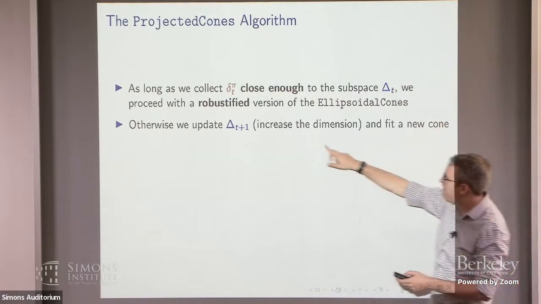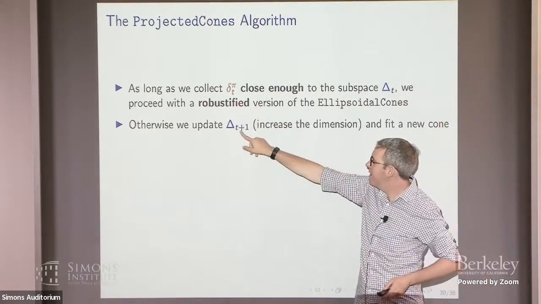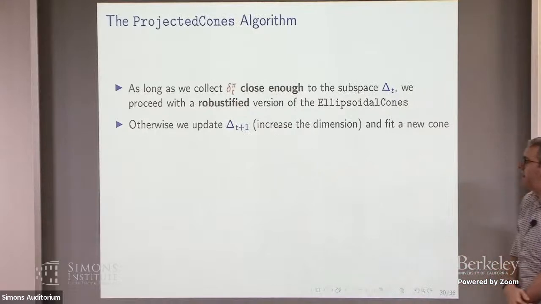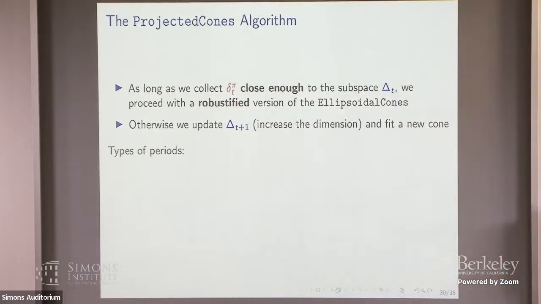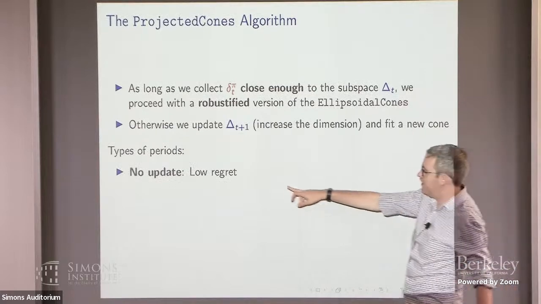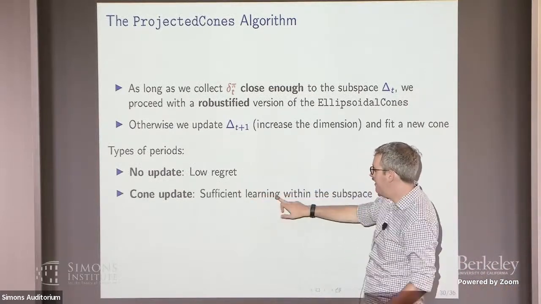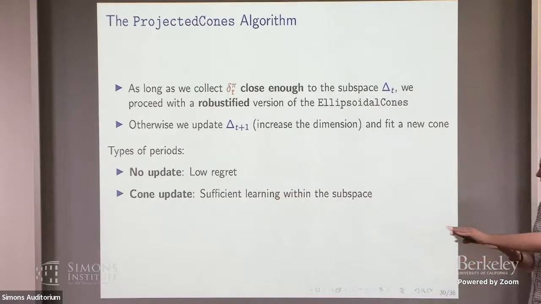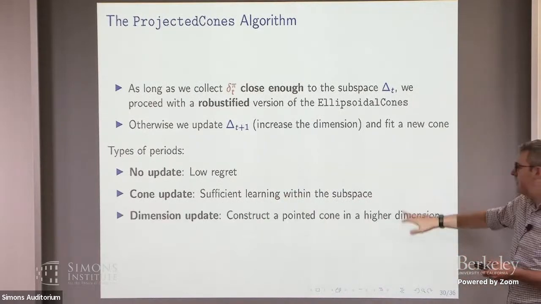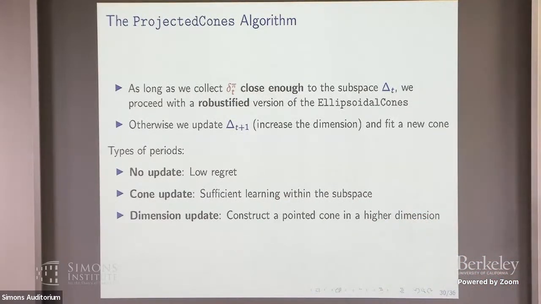But if nature gives me delta t that's far enough from here, I can update my subspace. And now I have 3 types of periods. These periods where I get low regret, these periods where I update my information within my subspace, and these periods where I do this dimension update, where I move to a higher dimensional space that I'm keeping track of.